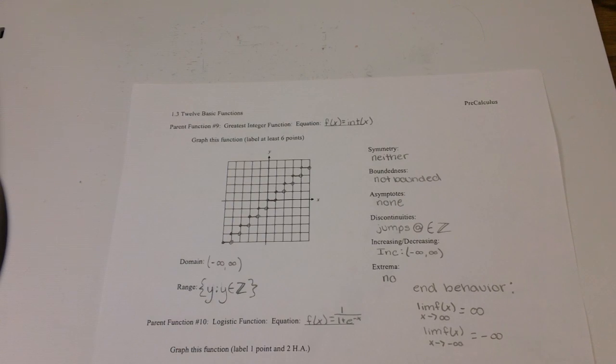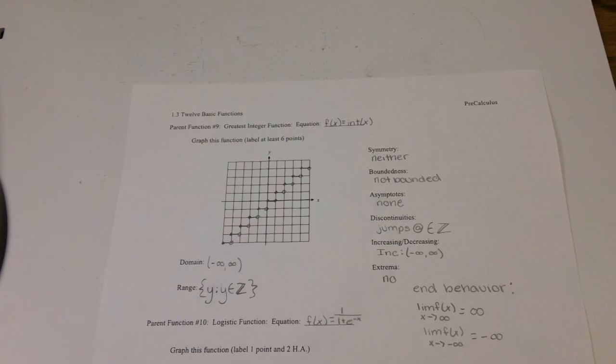Increasing and decreasing: it increases from negative infinity to infinity, and there are no extrema. End behavior: the limit of f of x as x approaches infinity is infinity. The limit of f of x as x approaches negative infinity is negative infinity.